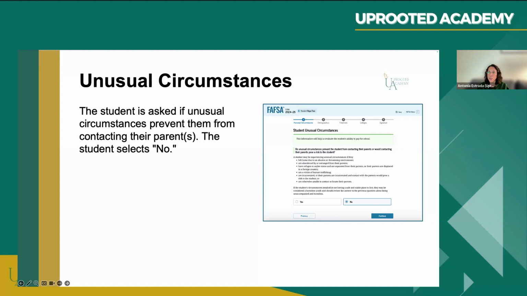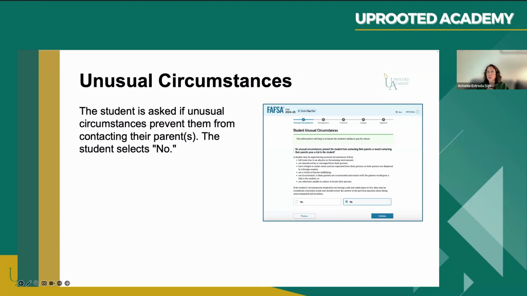Now, there was a question submitted prior to the webinar, I'm not sure if that person is attending, about a student who's a refugee from Ukraine with parents in the Ukraine. To answer your question, the third option does include if a student's parents are displaced in a foreign country. So in this student's case, with parents in the Ukraine, the student would be able to select yes to this question, because that's considered an unusual circumstance.